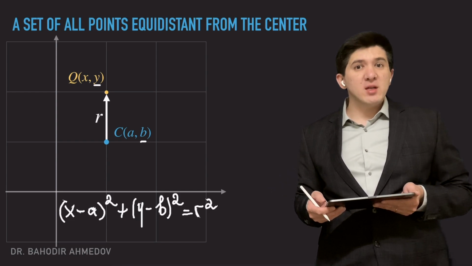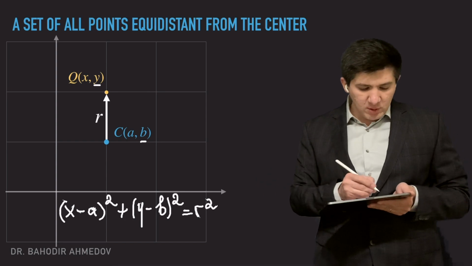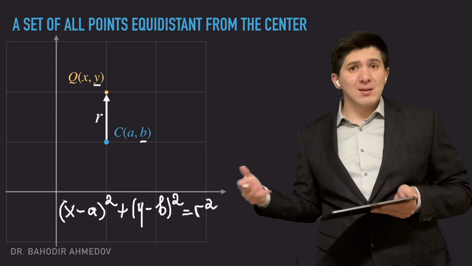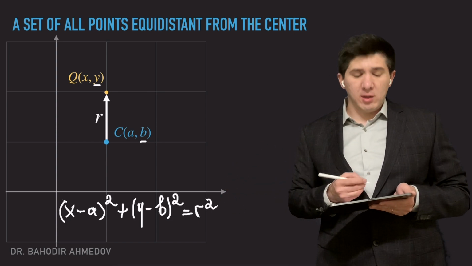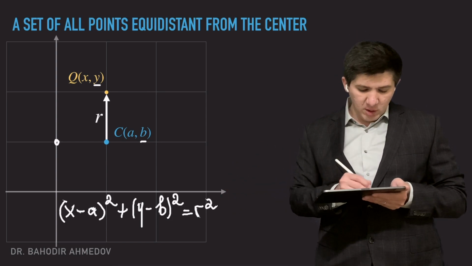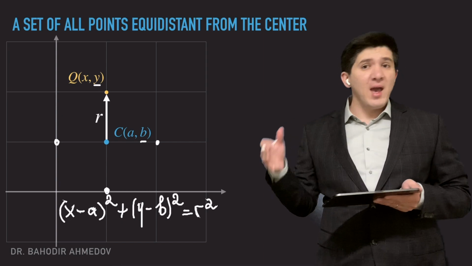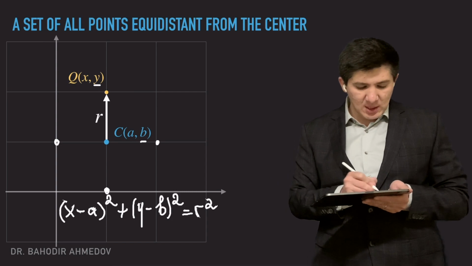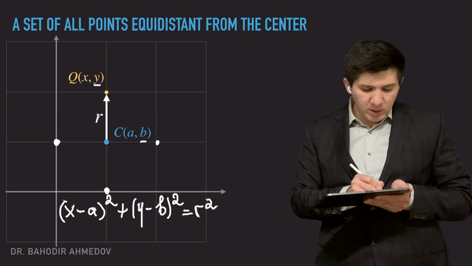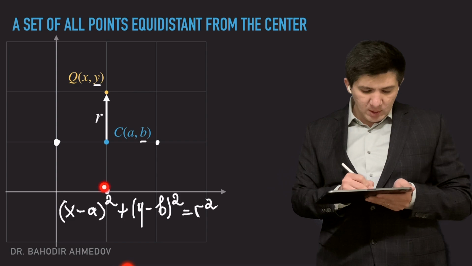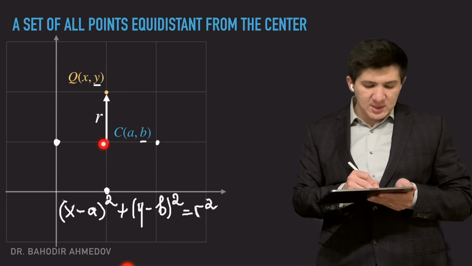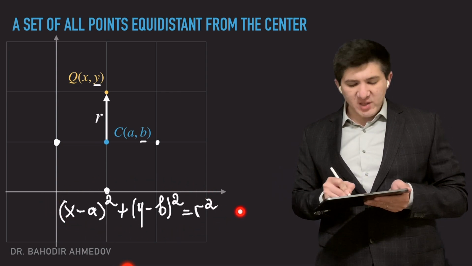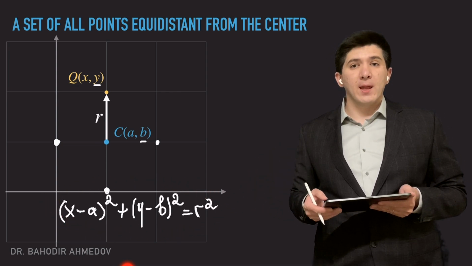Essentially, I'm interested in finding all of the points, right? Whenever I say that Q has the coordinates x and y, this point might be here, or here, or here, right? Any point is going to satisfy this equation, because the distance between this point, for example this point here, or this point, and the center is always going to be the same, right? This is the measurement of the distance between the points, right?